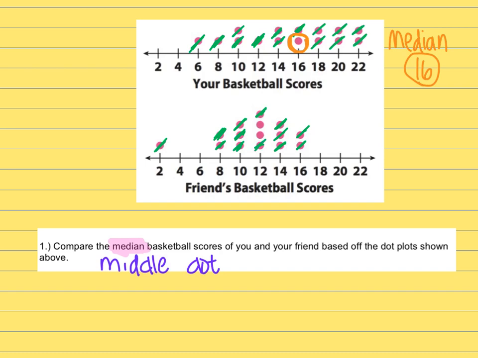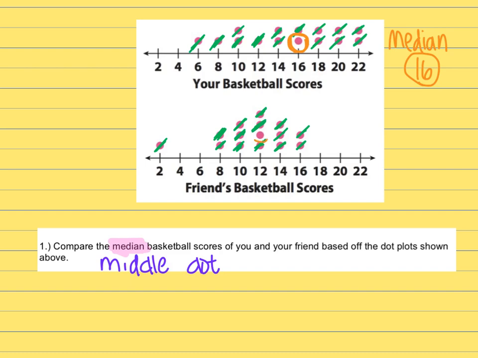Lowest to highest, lowest to highest. Now this one looks like it has two in the center, but let me count and double check. 1, 2, 3, 4, 5, 6, 7. 1, 2, 3, 4, 5, 6. Oh, I need to cross off one more.